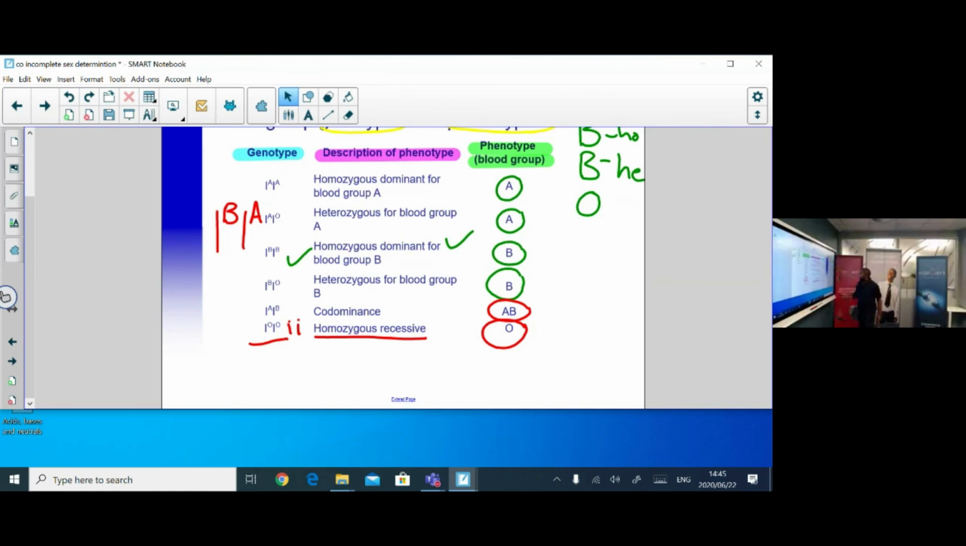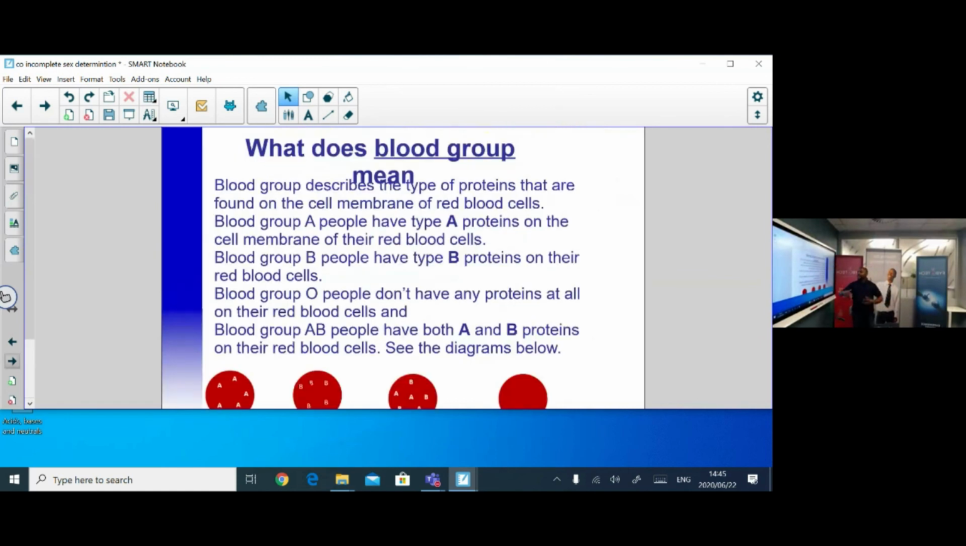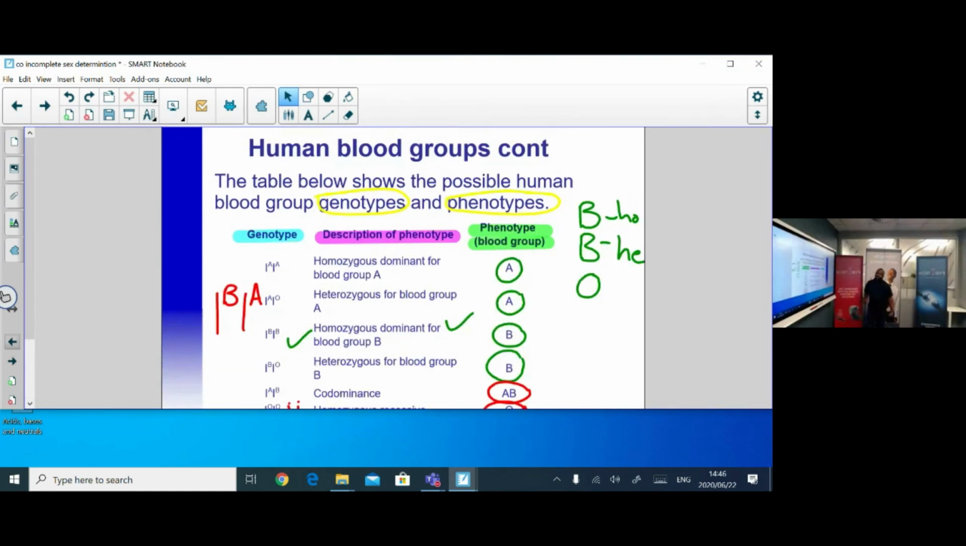Tomorrow, we will describe what this A and B mean. You need to understand. So that's what we'll look at tomorrow. And then we'll solve problems that involve blood groups. And I'll give you other questions. I'll also give you a short assessment only on codominance and incomplete dominance. That's what we're going to do tomorrow.